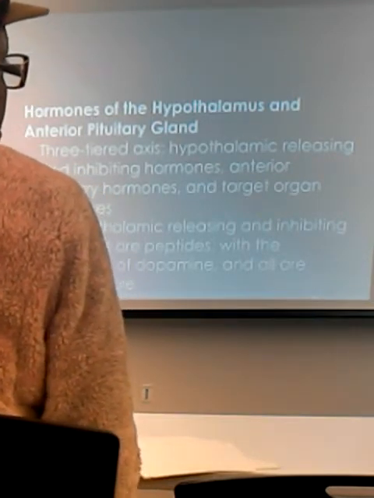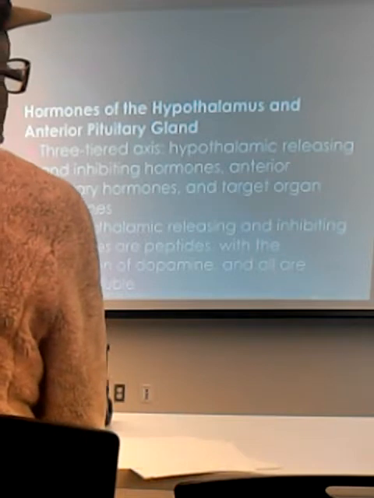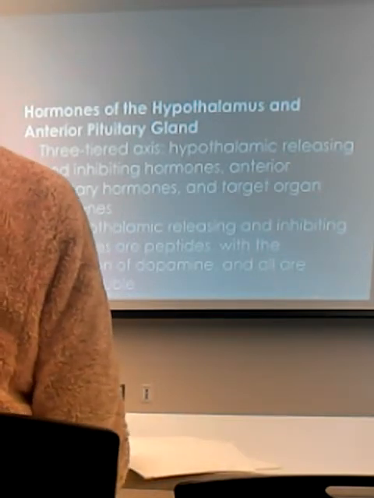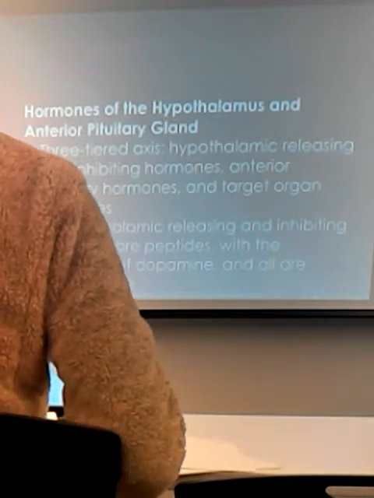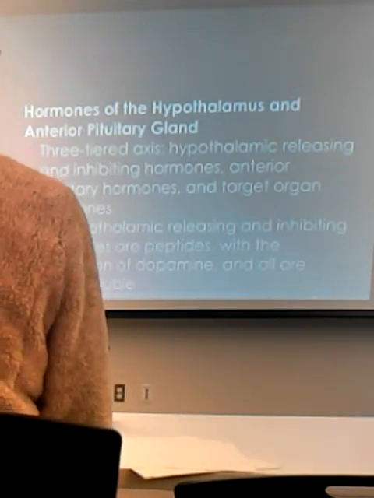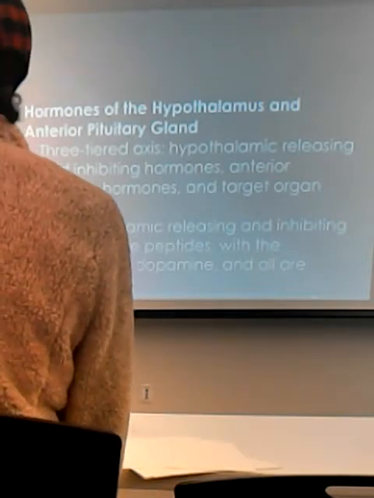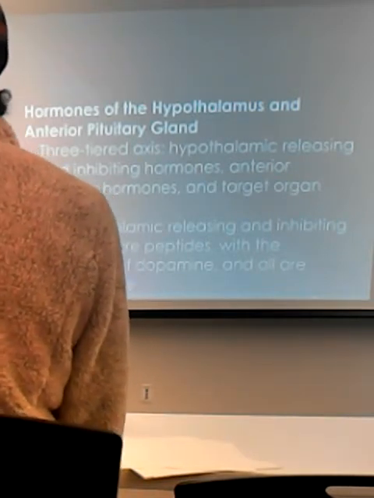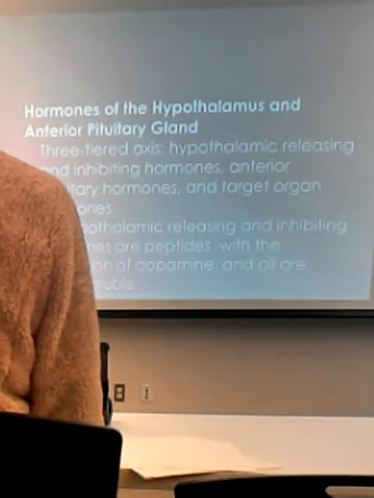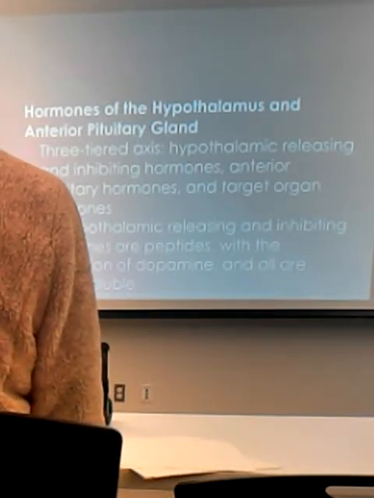So, just for example, let's talk about the thyroid gland. We have thyroid releasing hormone that gets made and released by the hypothalamus, goes down the capillary bed to the anterior pituitary. The anterior pituitary makes and releases thyroid stimulating hormone, TSH. TSH goes where? To the thyroid gland.